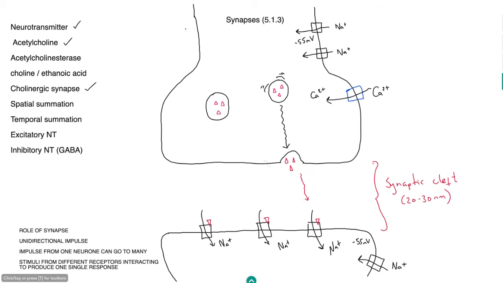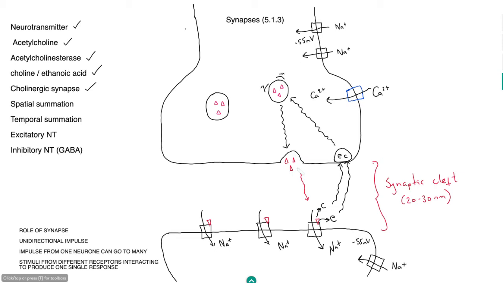So what happens next? We have an enzyme called acetylcholinesterase, and it's going to cause the breakdown of acetylcholine. It breaks down into choline and ethanoic acid. There's our choline and ethanoic acid, and they're going to diffuse across to the previous presynaptic neuron, and they're going to be repackaged. They're going to be brought back to the original vesicle. If you put the ethanoic acid and choline together, it's going to make up acetylcholine again. So they can be recycled and that can go on.